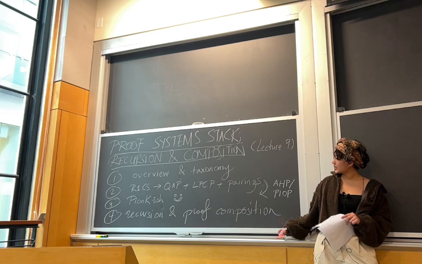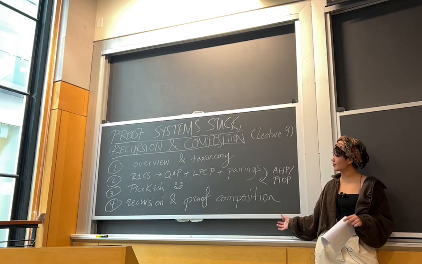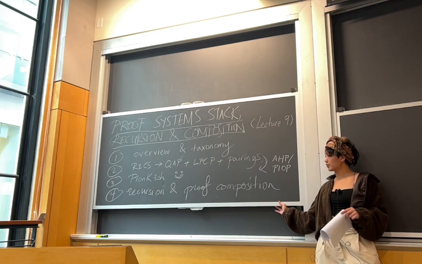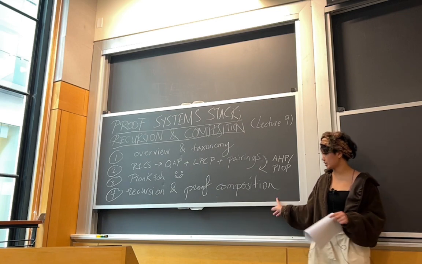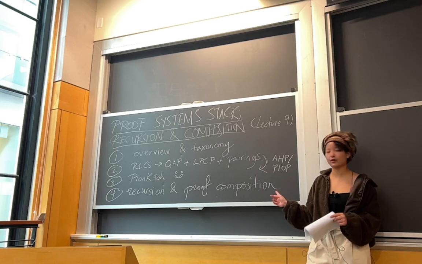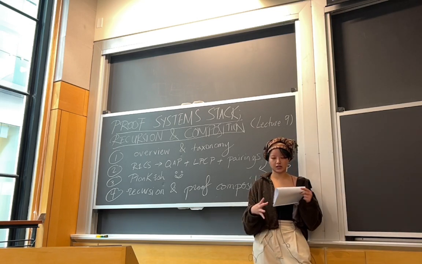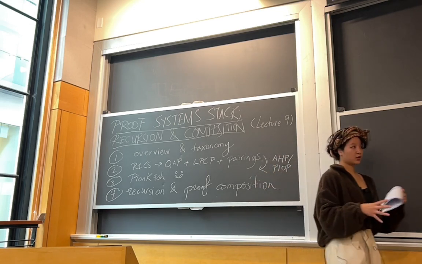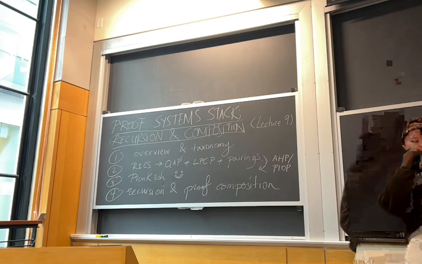And lastly, if we have time, we'll talk about proof composition. And proof composition differs from recursion in that it is the composition of different proof systems, whereas recursion is just recursing instances of proofs within the same proof system.